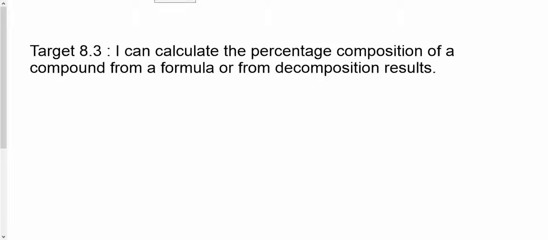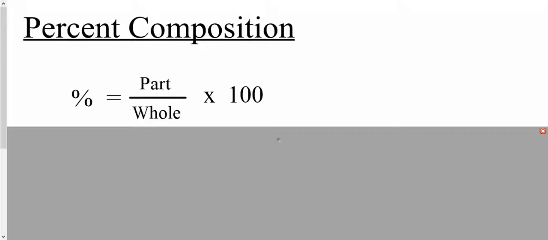Target 8.3. I can calculate the percentage composition of a compound from a formula or from decomposition results. First, we'll focus on how to calculate from a given formula. To find the percent composition of anything, you just divide the part you're trying to find over the total, multiply by 100, and that will give you the percent.